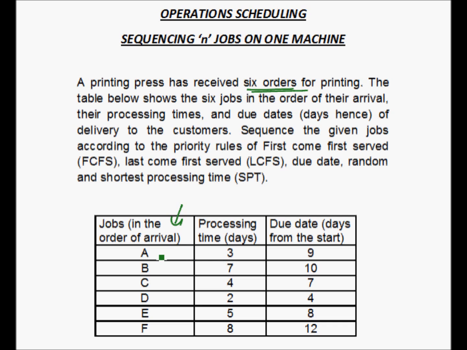So for example, job A would need 3 days for processing, job B will need 7 days for processing, and so on. We have also been given the due date, which is days from the start. So from the start of the overall scheduling, A has to be delivered on the 9th day, B has to be delivered on the 10th day, C has to be delivered on the 7th day, and so on. Now with this information, we are being asked to sequence the given jobs according to the priority rules of first come first served, last come first served, due date, random, and shortest processing time methods. So let's see how we can achieve this.